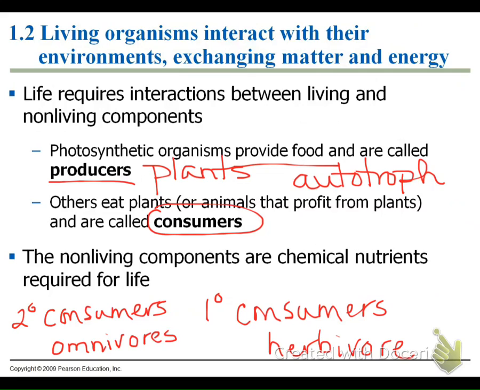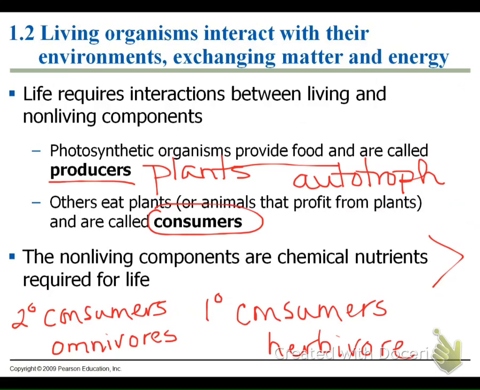All right, so living organisms in an ecosystem have to interact with the non-living components. All right, plants need water. Plants need soil, plants need minerals, all right? Animals need oxygen to breathe, they also need water. So there has to be this interaction between living and non-living things in an ecosystem.